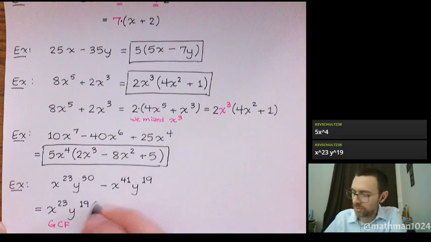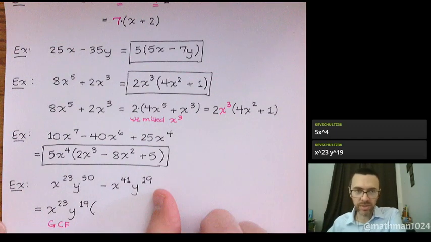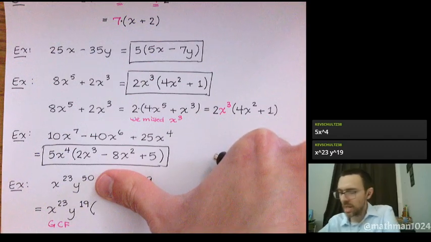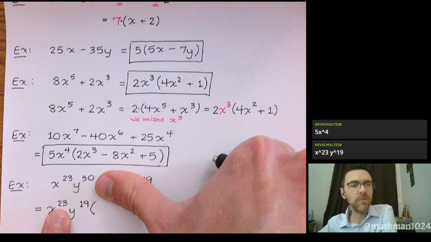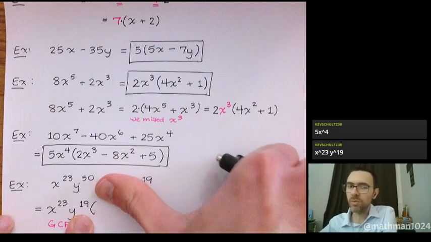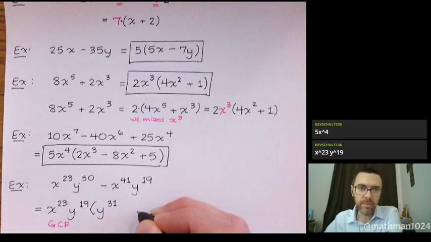But then what's left over? And this is where we go term by term. Don't look at everything up here at the same time, except when you're trying to identify the GCF. Look at just this guy right here. I had 23 factors of x, and I factored out 23 factors, so no factors of x remain. For the y's, I had 50, I took out 19, so I do have some y's left over. I have 31 factors of y remaining.